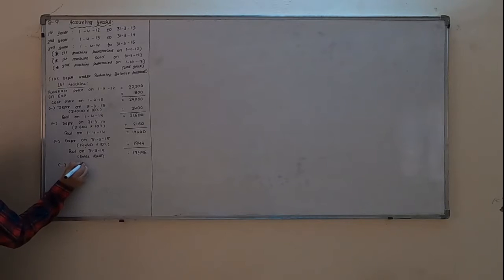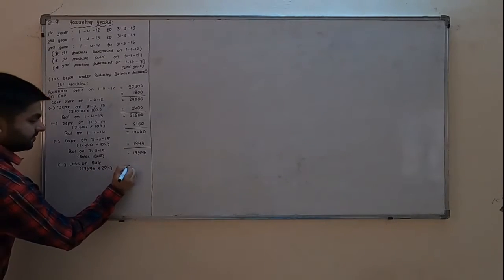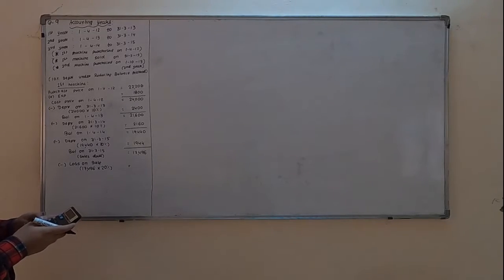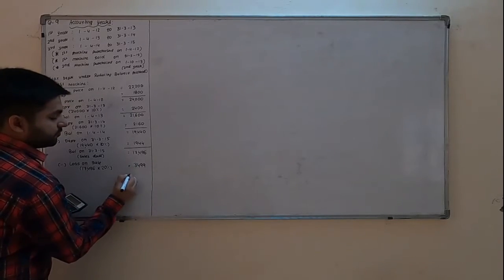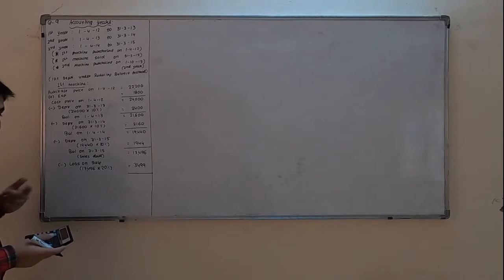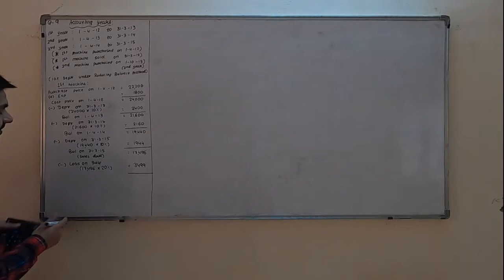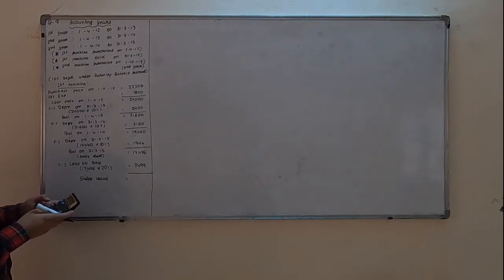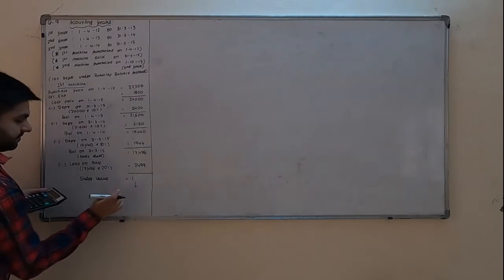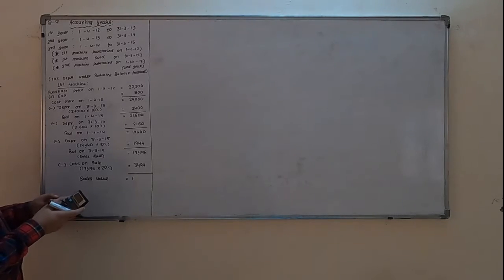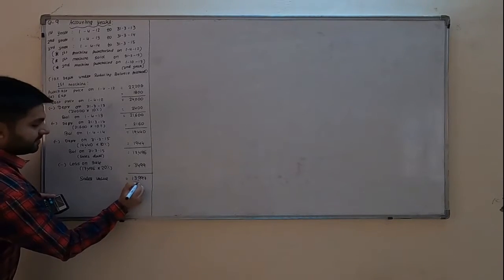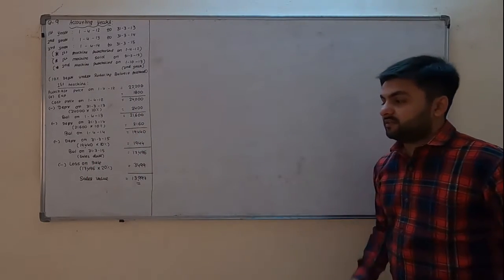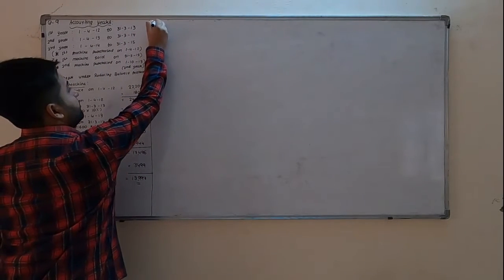So minus loss on sale, 17,496 into 20%. See, it is 3,499.2. Don't write the amount in points. Let it be 3,499, since 0.2 is there. If it is more than 0.5, then we will round it off, for example to 3,500. Now this is the sales value. So 17,496 minus 3,499 is 13,997 rupees. The sales value of the first machine is 13,997 rupees. Okay. Now going for the second machine.